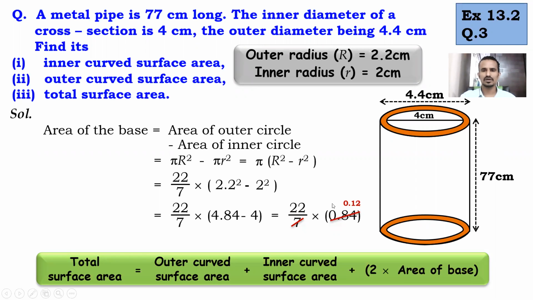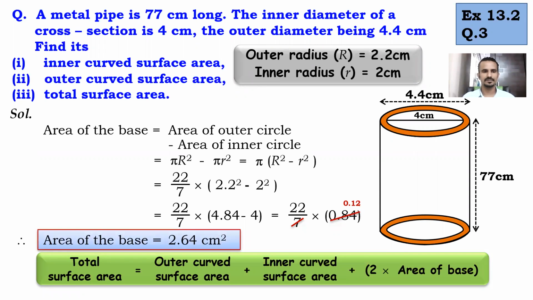22 times 2 is 44, 4 will be carried. 22 times 1 is 22, plus 4 is 26. So 264, and then there should be a decimal, so 2.64. Write down this: area of the base is 2.64 centimeter square, and that will be the final answer. So we have got the area of the base, 2.64.